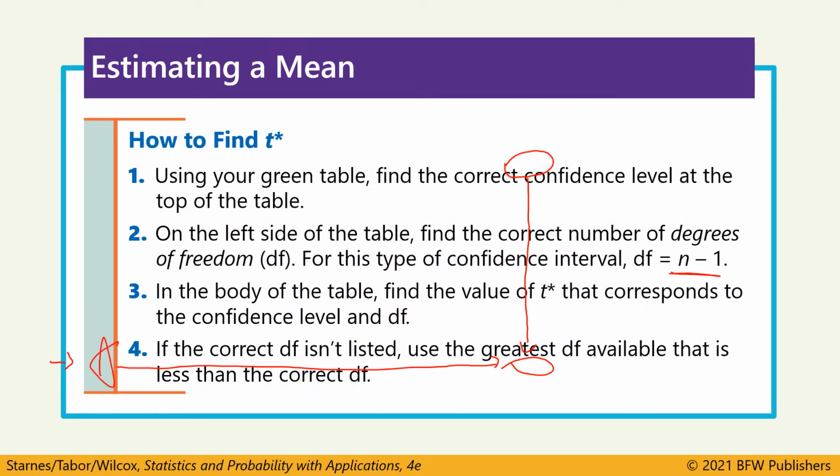If we have a degrees of freedom that isn't listed on the table, we use the biggest degrees of freedom that's still less than the correct one. So for example, let's say we needed degrees of freedom of 596. We would use 500 instead of 600 because 500 is the biggest thing that we have that's still smaller than our actual degrees of freedom.